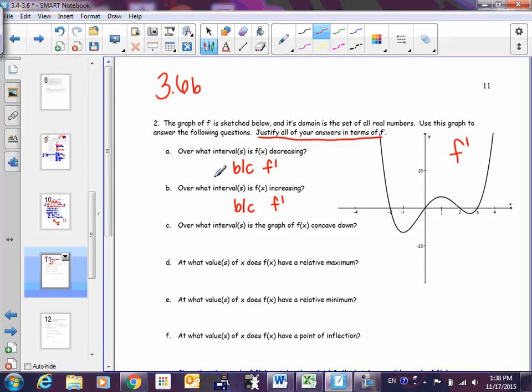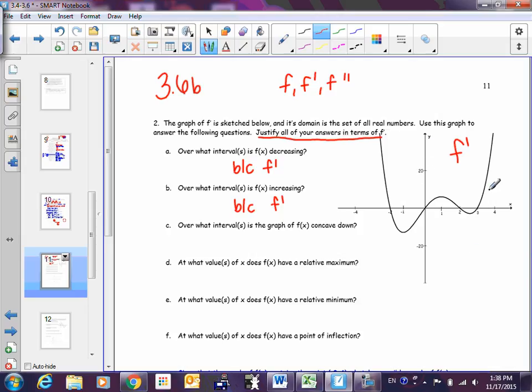Okay, so yesterday we talked about relating f, f prime, and f double prime, and we're going to go over a different type of example today. So yesterday I gave you guys a table and I asked you lots of questions having to do with f, f prime, f double prime.